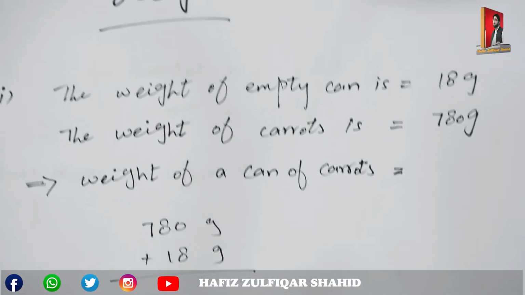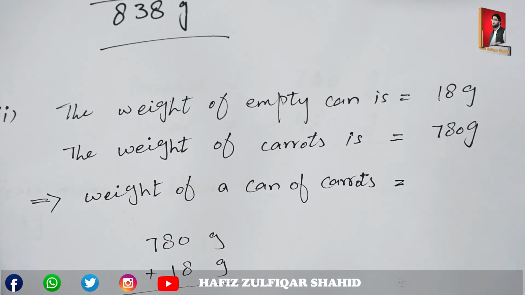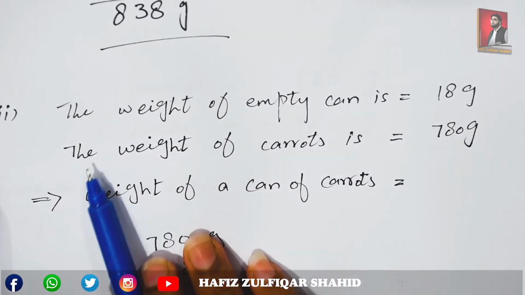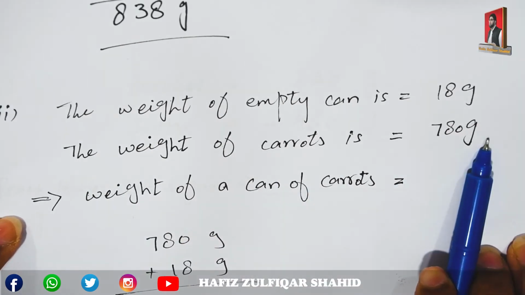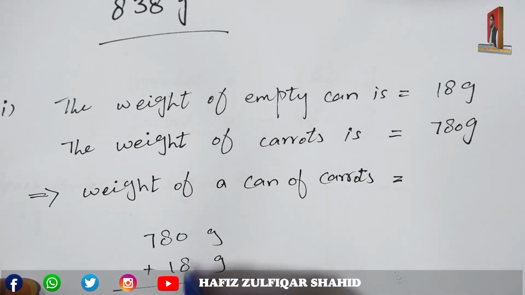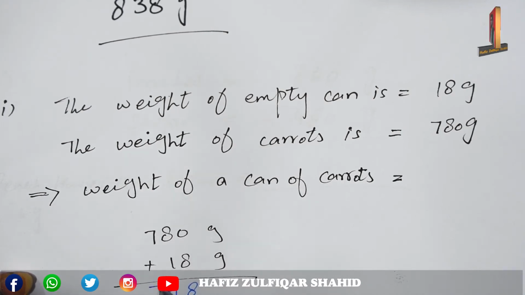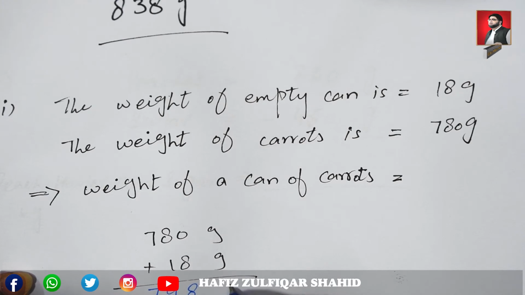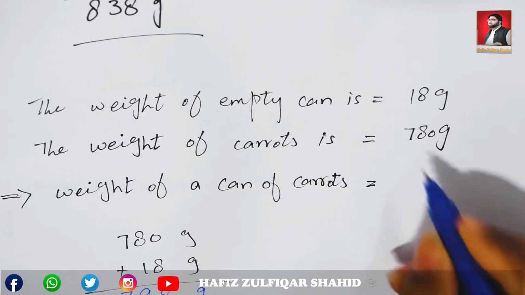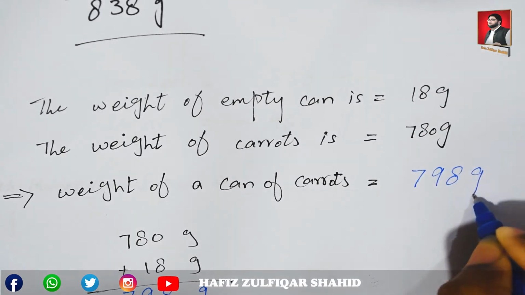Second one is, we have to find the weight of carrots with can. Weight of empty can is 18 gram. We know that the weight of carrots is 780 gram. Now add them to find the weight of a can with carrots. 8 plus 1 is 9. 7 will be written as it is. It means the total weight of a can of carrots is equal to 798 grams.